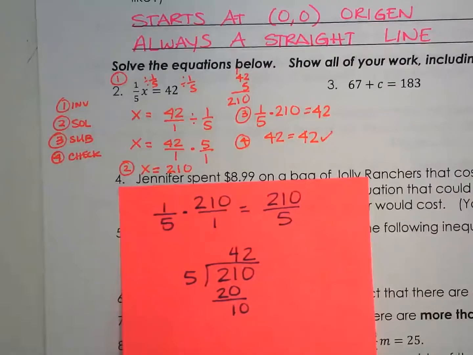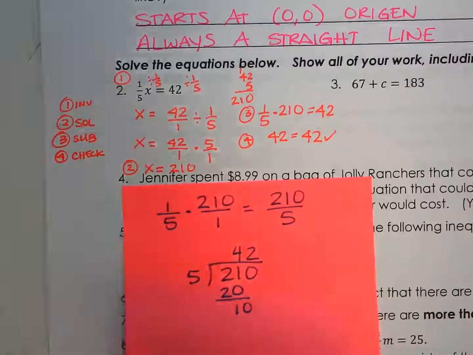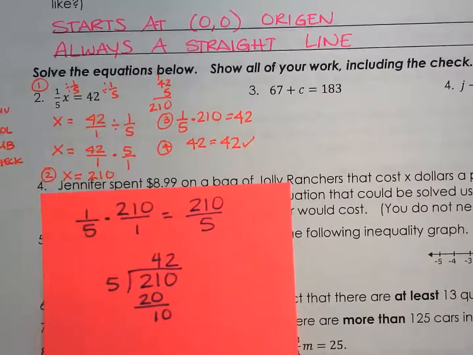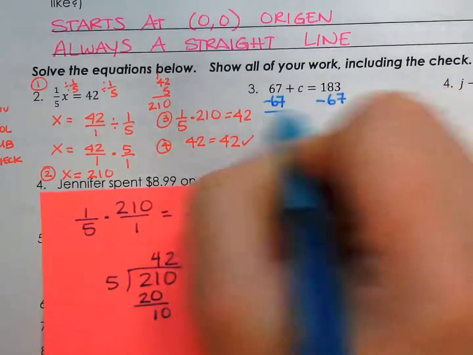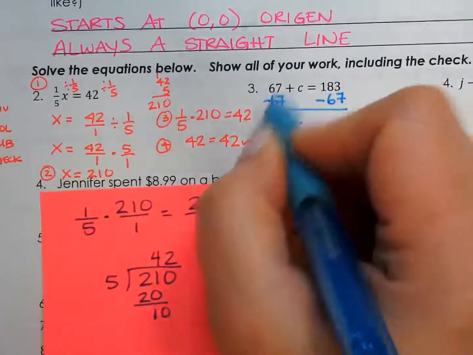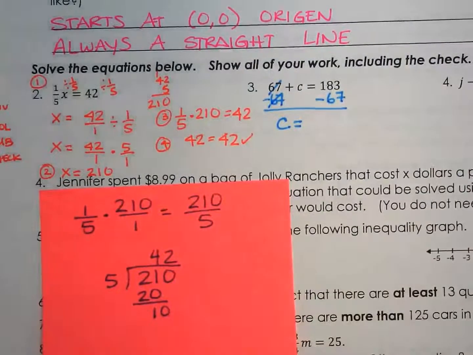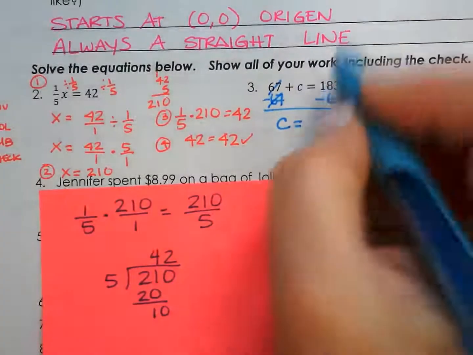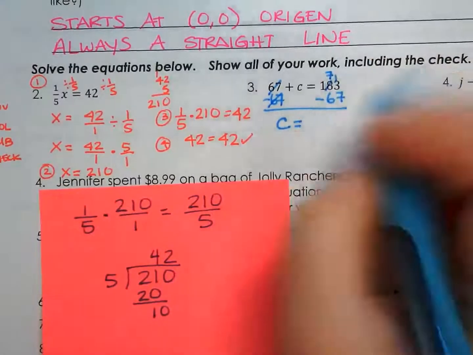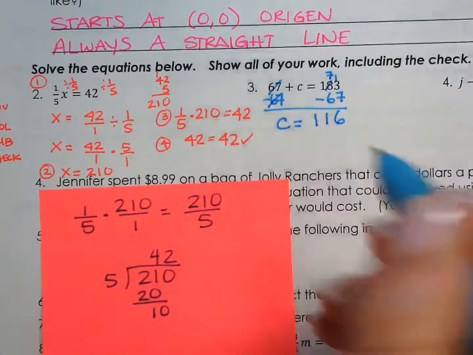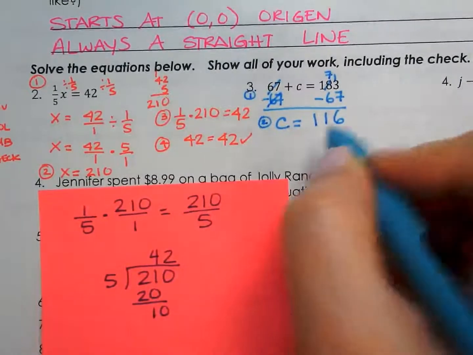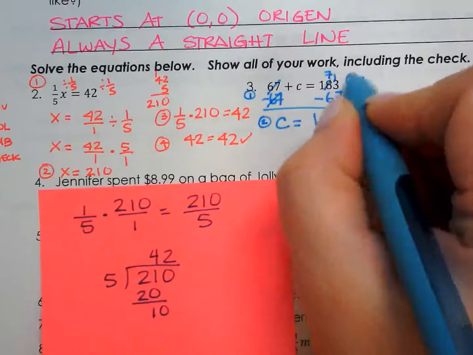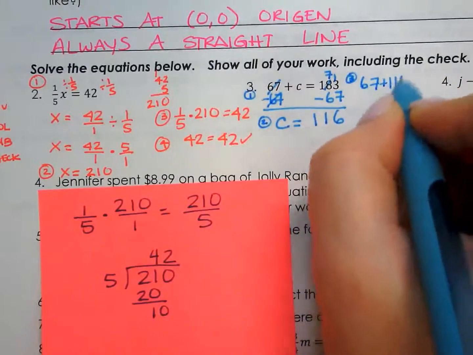In question number 3, the inverse operation of addition is subtraction. So we're going to subtract 67 from both sides. The C will equal, these make a 0 pair. They disappear, they're gone, because if I add 67 to something but I take it away, I'm back to where I started. And I'm going to subtract here. So C equals 116. So here's step number 1, step number 2. Step number 3 is the substitution. So 67 plus 116 should equal 183.